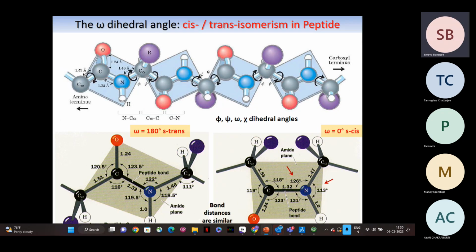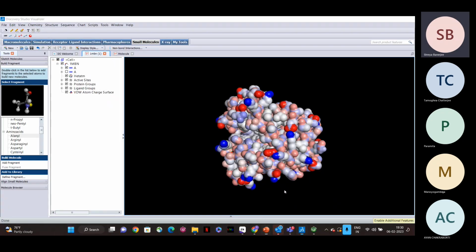Okay, so this is showing the peptide bond, which is the peptide plane. And this phi angle is basically from this carbonyl carbon to the next carbonyl carbon. So there are 4 atoms here, and the angle between 4 atoms is called a dihedral angle. If you want to understand the dihedral angle better, I'll show you from Discovery Studio.